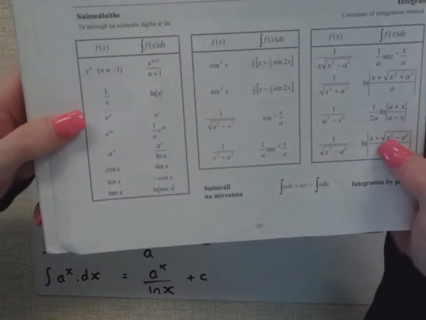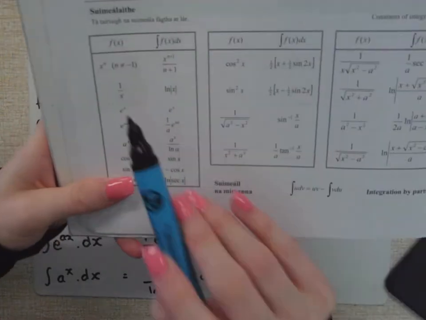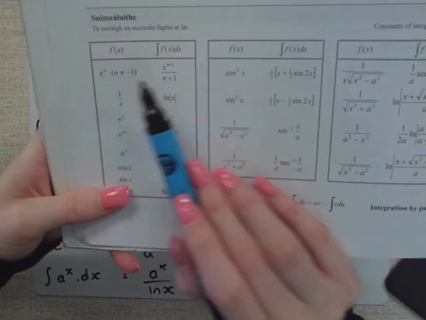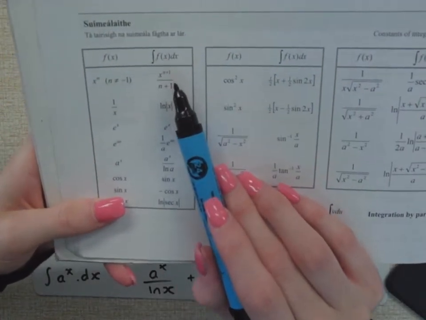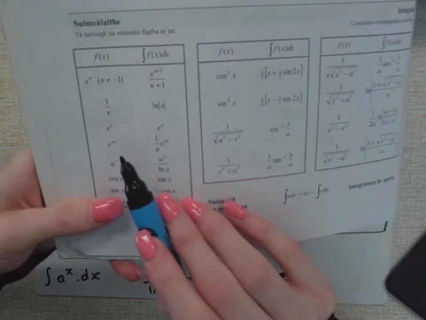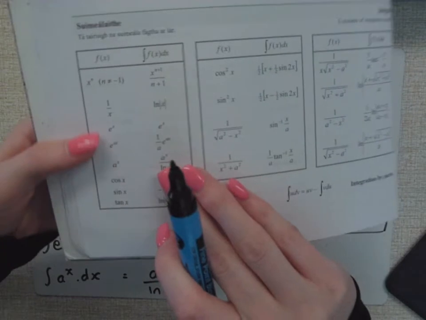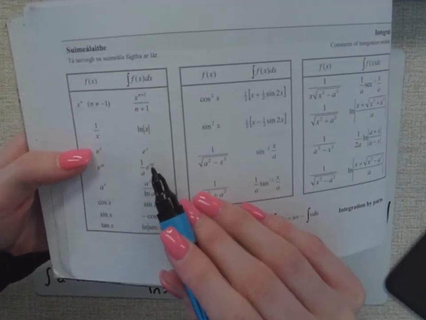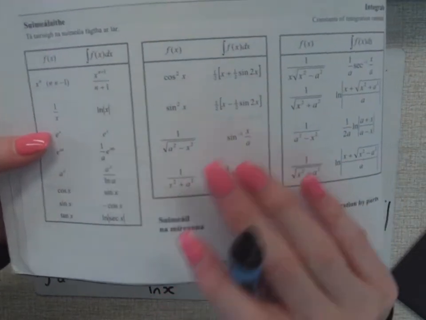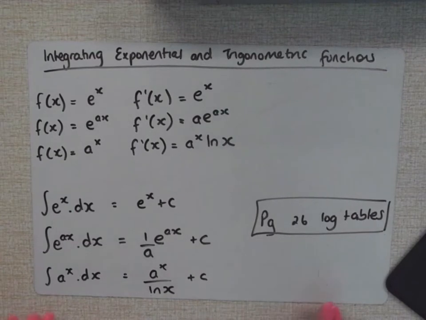Here are your rules for integration. So we know x to the power of n, we increase our power by 1 and divide by the new power. 1 over x, ln x, e to the power of x stays as e to the power of x. So they're all there for you. Will we do a few examples of these? Yeah.